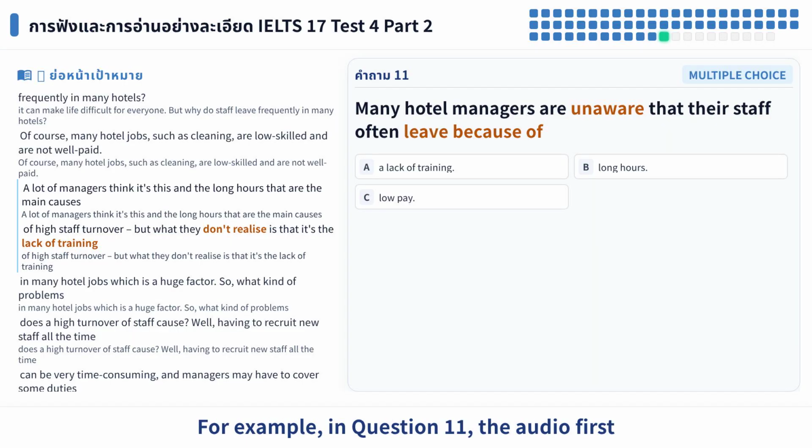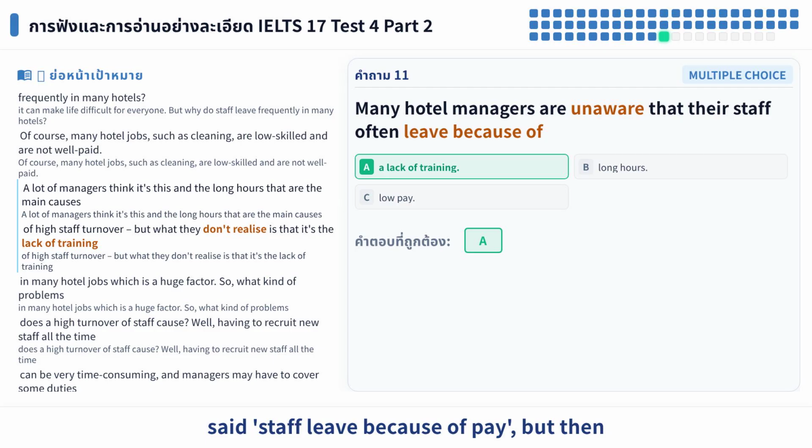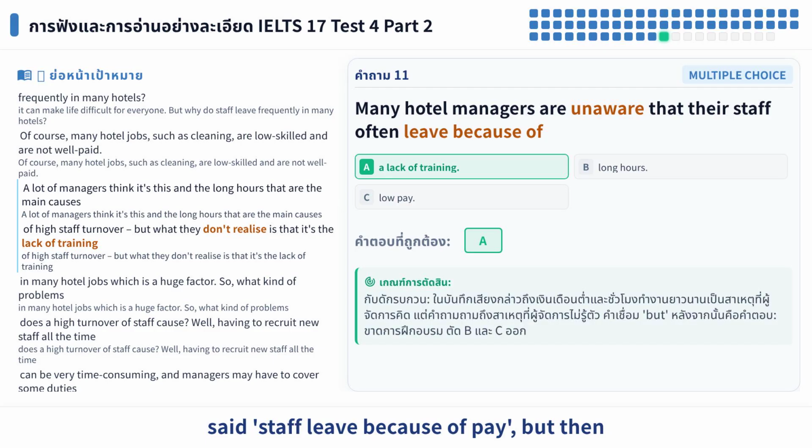For example, in question 11, the audio first said staff leave because of pay, but then it quickly added, actually, what they don't realize is that it's the lack of training. So the answer is not about salary, but about not enough training.